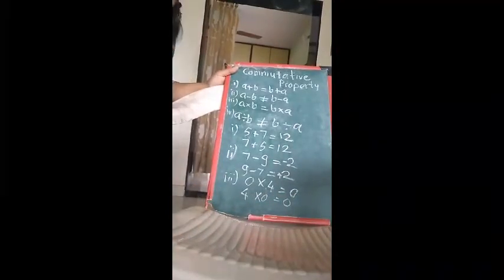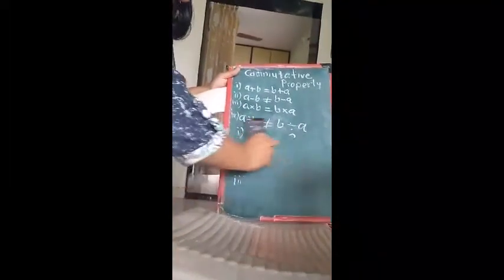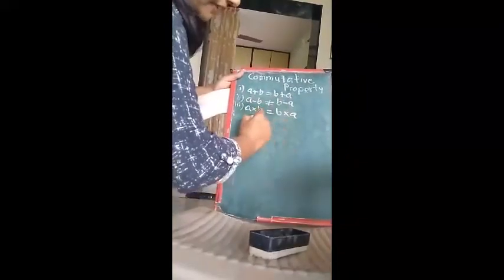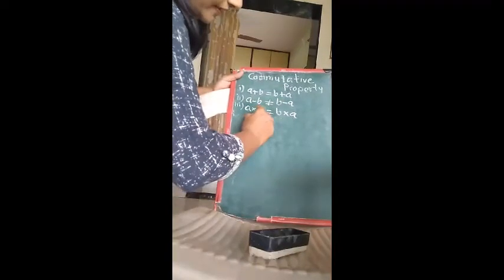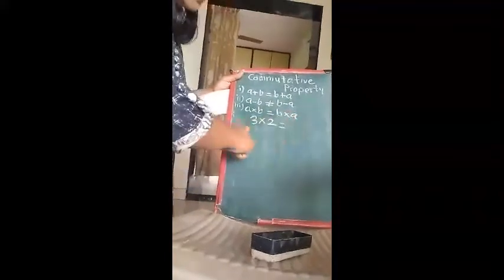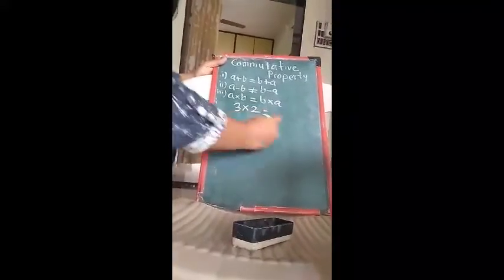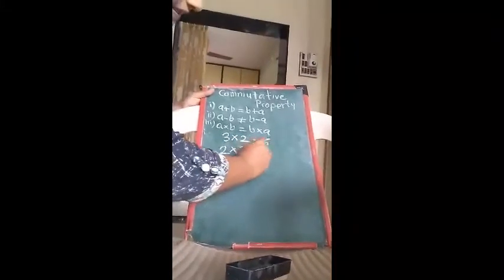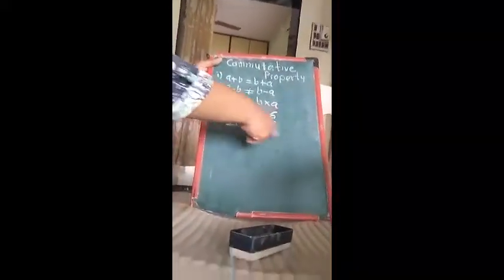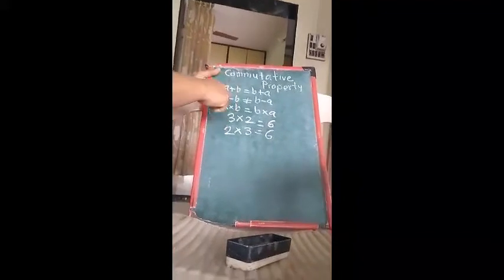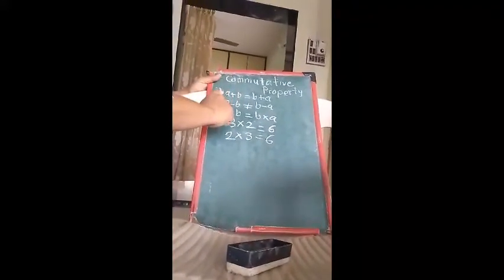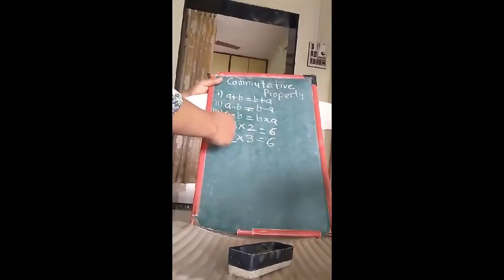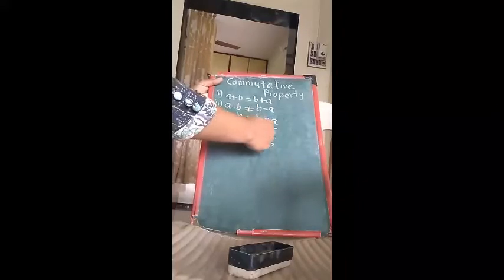Okay, I will rub this and I will show you some other numbers, that is 3 multiplied by 2. The answer is 3 2s are 6. If we exchange the numbers, 2 multiplied by 3, again the answer is 6. So the commutative property for multiplication is applicable for whole numbers. Okay, that's why we have written a multiplied by b is always equal to b multiplied by a.